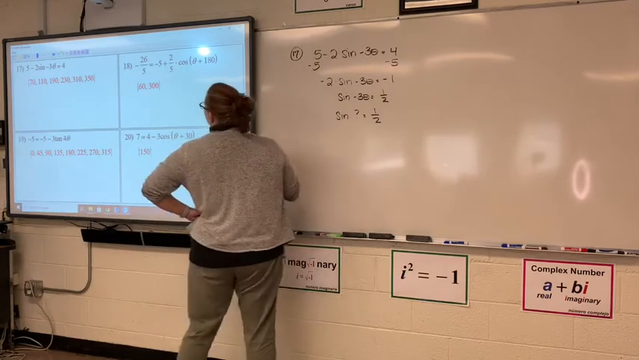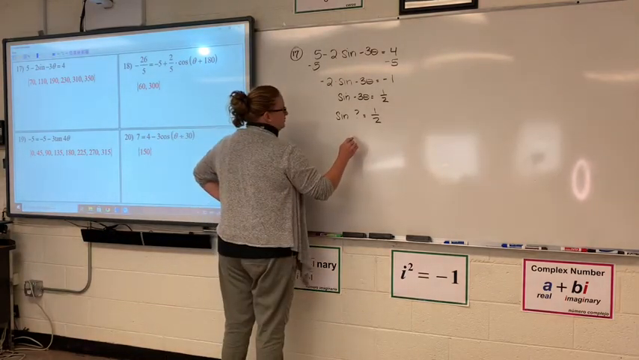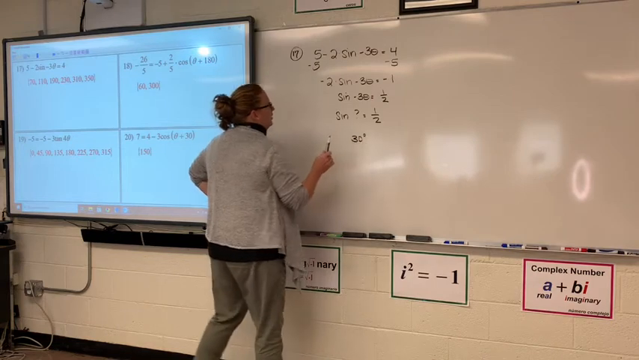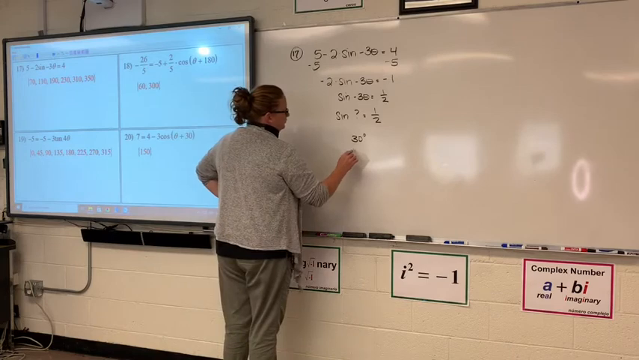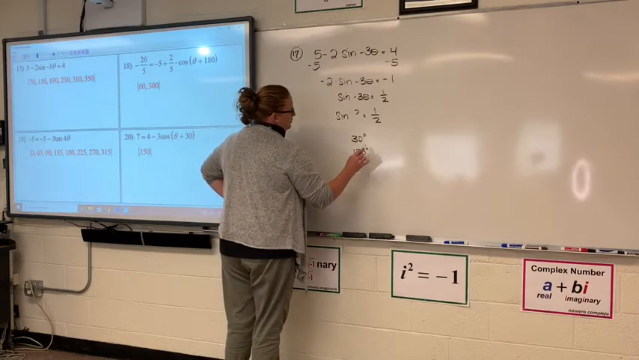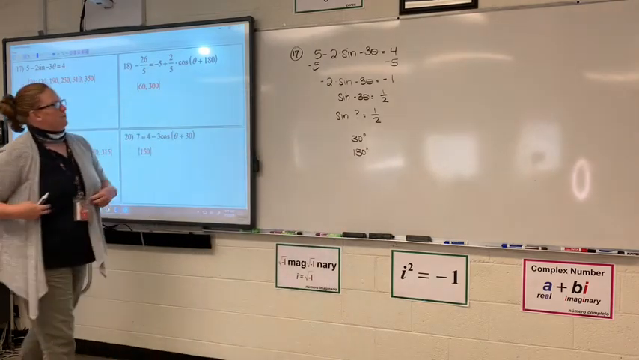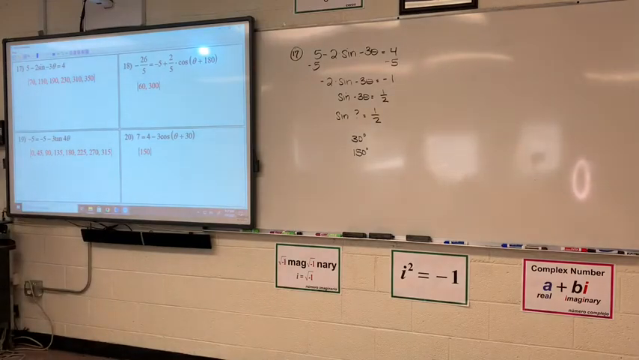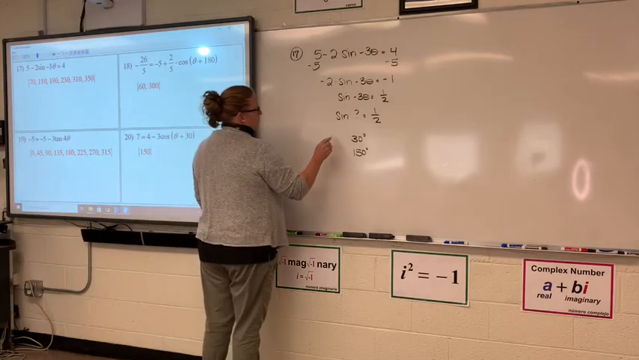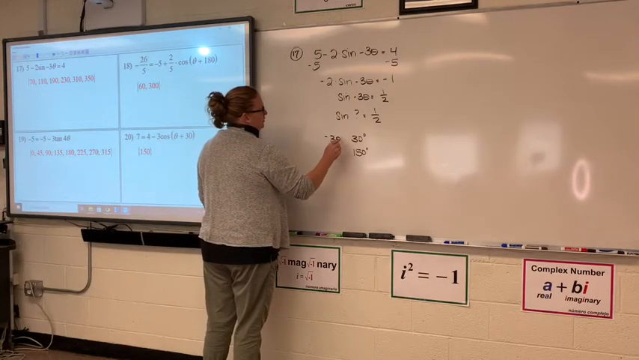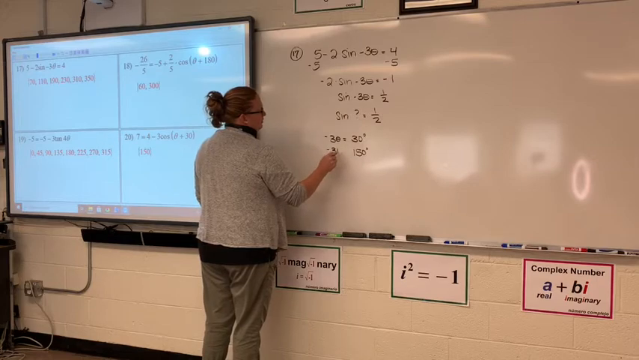Where are we, still in degrees? Yeah, 30 degrees. And then 150. Okay? So what do I need to put now? So -3 theta.